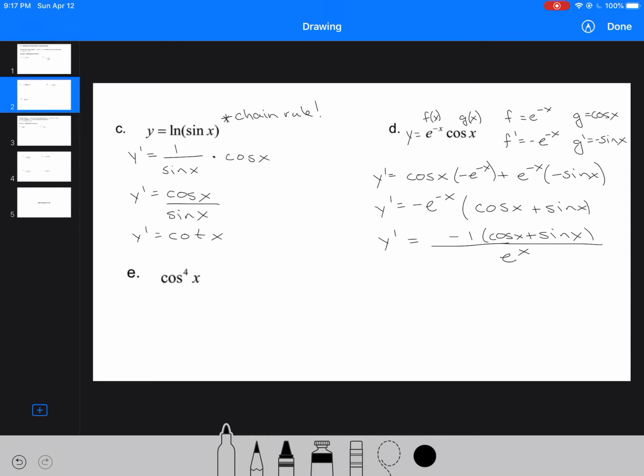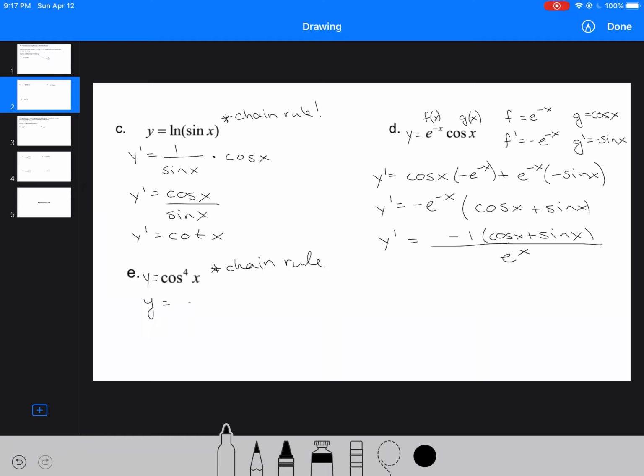The last one that we're going to look at here is cos to the 4 of x. Okay, here we're going to use the chain rule again. And let's put a y here. So we've got y prime. We're going to bring the 4 down. So we've got 4.